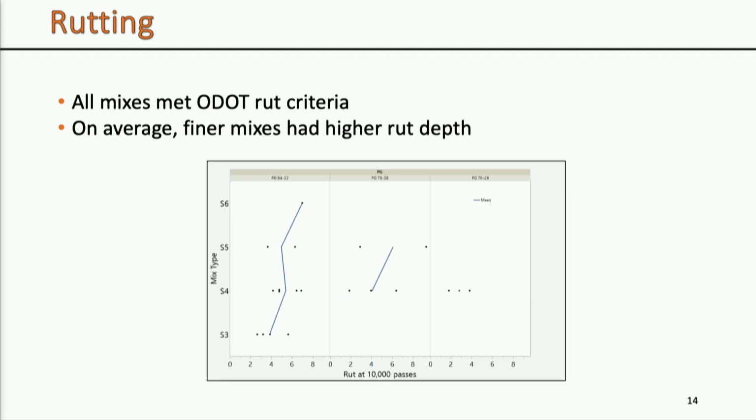We also did rutting, and that's a test that Oklahoma has always used, the Hamburg wheel tracking test, so there is no surprise here. All the mixes that were tested, since they were already designed according to ODOT specification, met that specification. Generally, as the mix becomes finer, it tends to be more rutting susceptible, and that's just because of the aggregate structure itself.